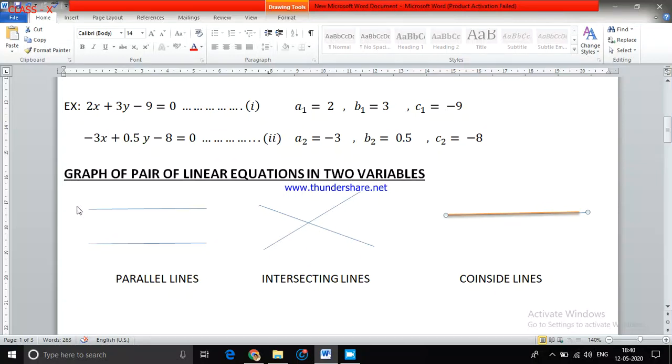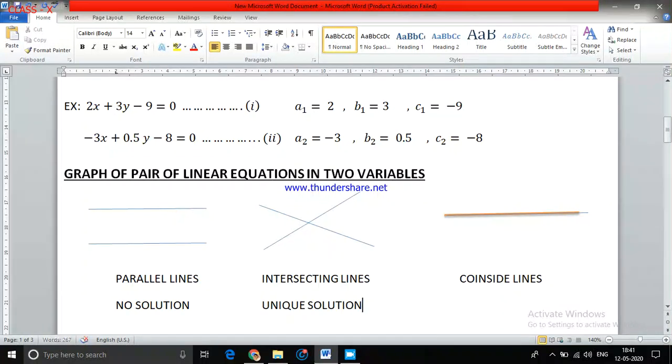Now when parallel lines are there, that means both the lines will never intersect. When the lines never intersect, we call that no solution. When the lines are parallel, we call it no solution. Now when the lines are intersecting at one point, we call that a unique solution. It is a unique solution when the lines are intersecting at one point.